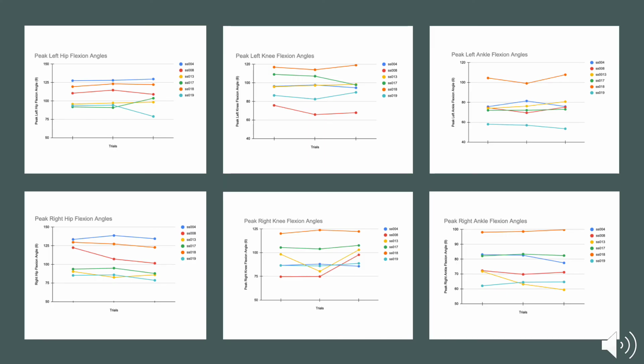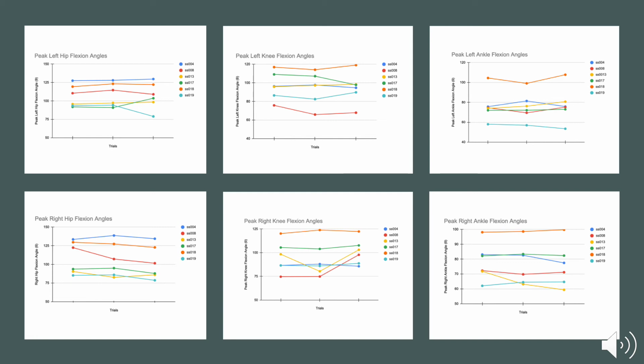For this data slide, we have the peak flexion angles of the 3 joints for the 6 participants over their 3 trials. I wanted to see if there were any individual trends as well as overall trends that would be significant for this study. And one thing I found interesting was that for the peak right knee flexion angles, one of the participants has a significant inconsistency in their trial angles, in comparison to the other ones that were pretty consistent.